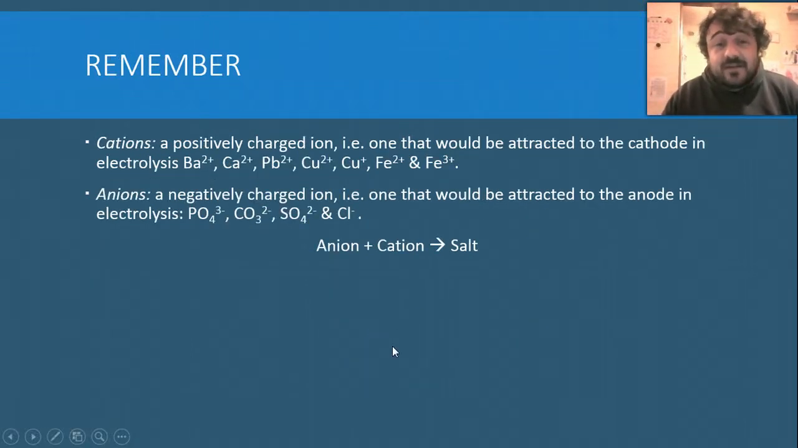You need to remember, for starters, that a cation is a positively charged ion. So it's one that's attracted to the cathode in electrolysis, and these include, for example, barium, calcium, lead, copper, iron 2, and iron 3. An anion is a negatively charged ion, so it's attracted to the anode in electrolysis, and the ones we're concerned with are phosphate, sulfate, chloride, carbonate. And also, particularly as we talk about solubility rules, anion plus a cation gives us a salt.